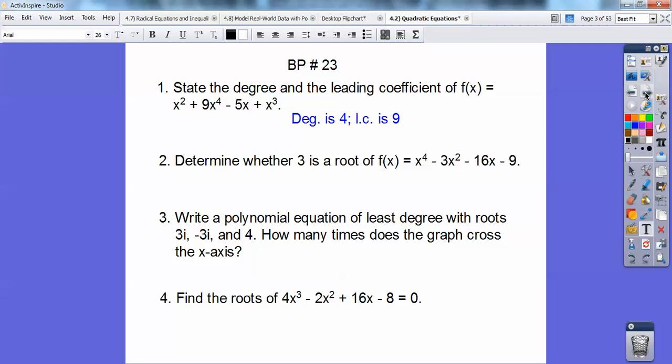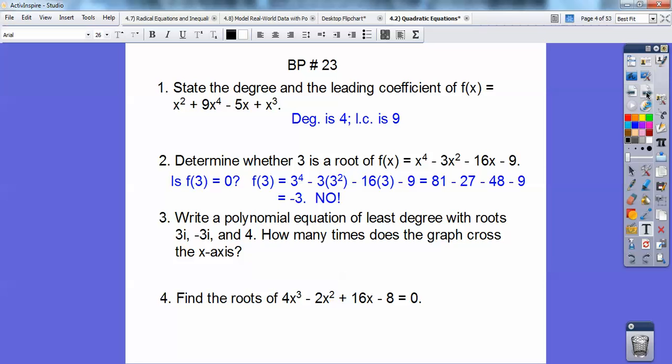Okay, determine whether 3 is a root of this polynomial equation. So we're going to plug in 3, and if it equals 0, then yes, it is a root. If it doesn't equal 0, then no, it's not a root. When I plugged it in, I didn't get 0, so it's not a root right there.